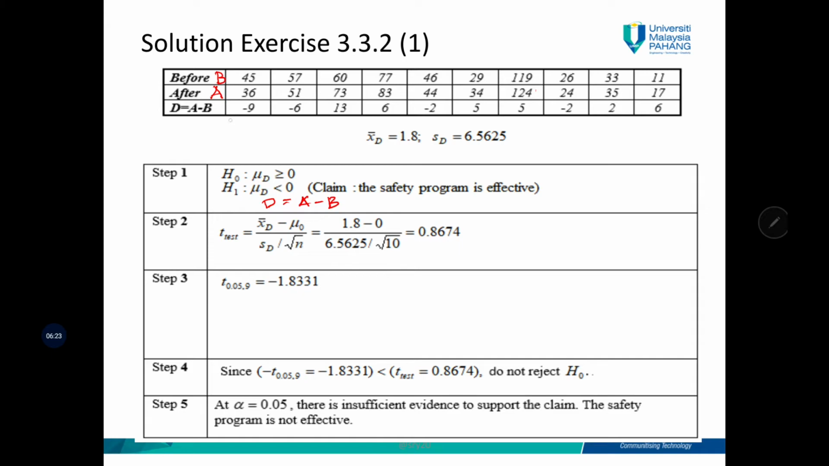So we get the number of data, n d equals 10. Using the calculator, we get the values of x bar d and s d. After that, substitute the values of n d, x bar d and s d into the formula of the t test and simplify the answer to decimal places. So we complete step 2.